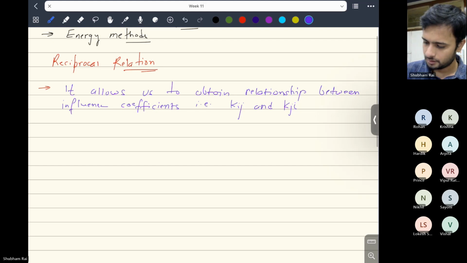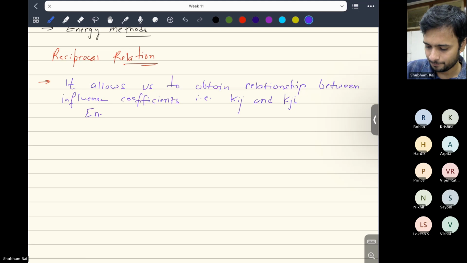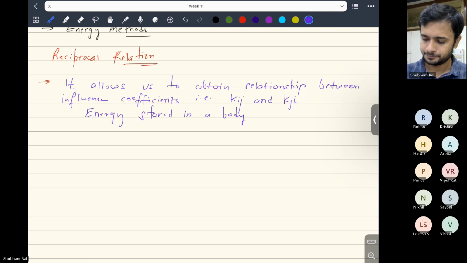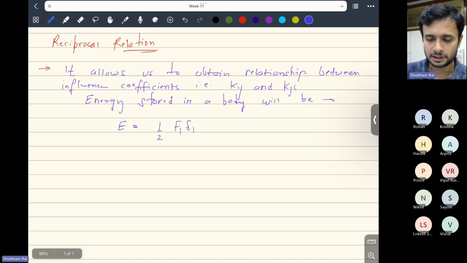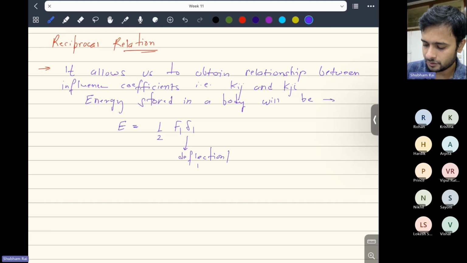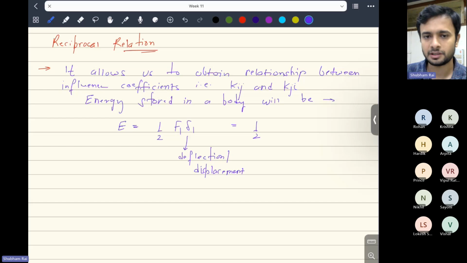So we can write the energy stored in a body. What will be the energy stored? If F1 is the force acting on the body and delta 1 is the corresponding displacement, the energy stored in the body will be half into F1 into delta 1. Now delta 1 is the corresponding displacement or deflection.